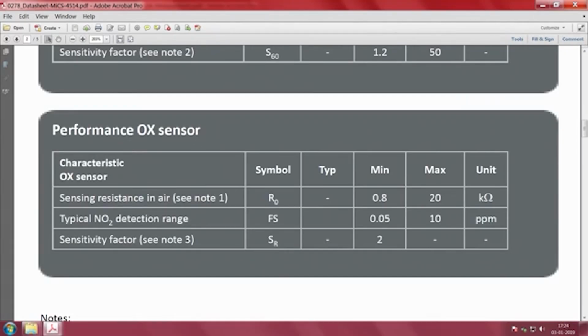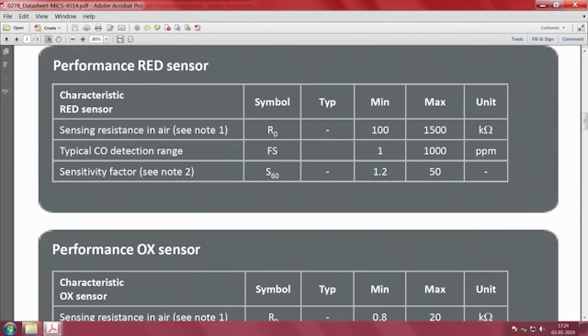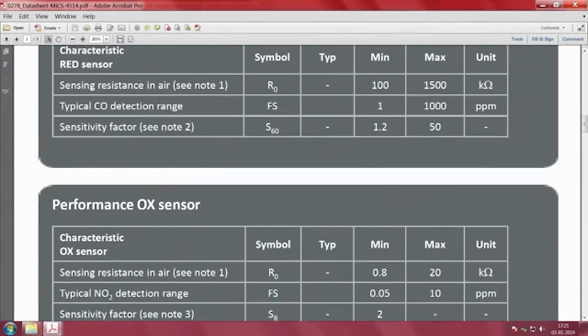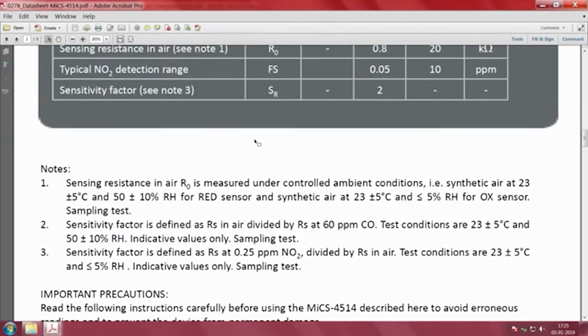So you can see that it can read up to 10 ppm if it is typical NO2 under OX, the performance of OX, which is oxidation. The sensitivity factor is 2 in one case, and the minimum sensitivity factor is 1.2 in the case of reduction. So what are the important points here?